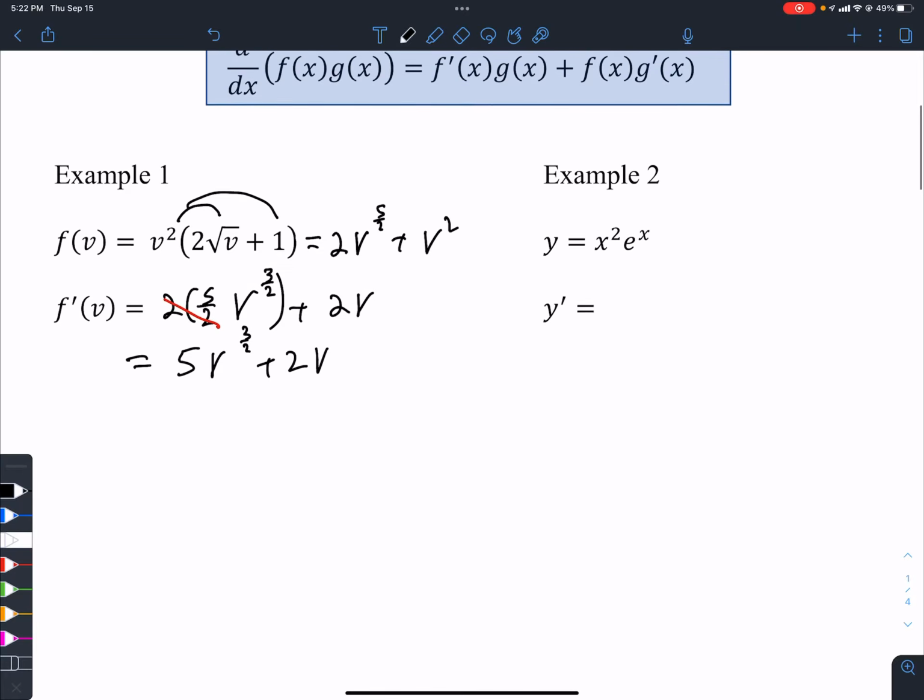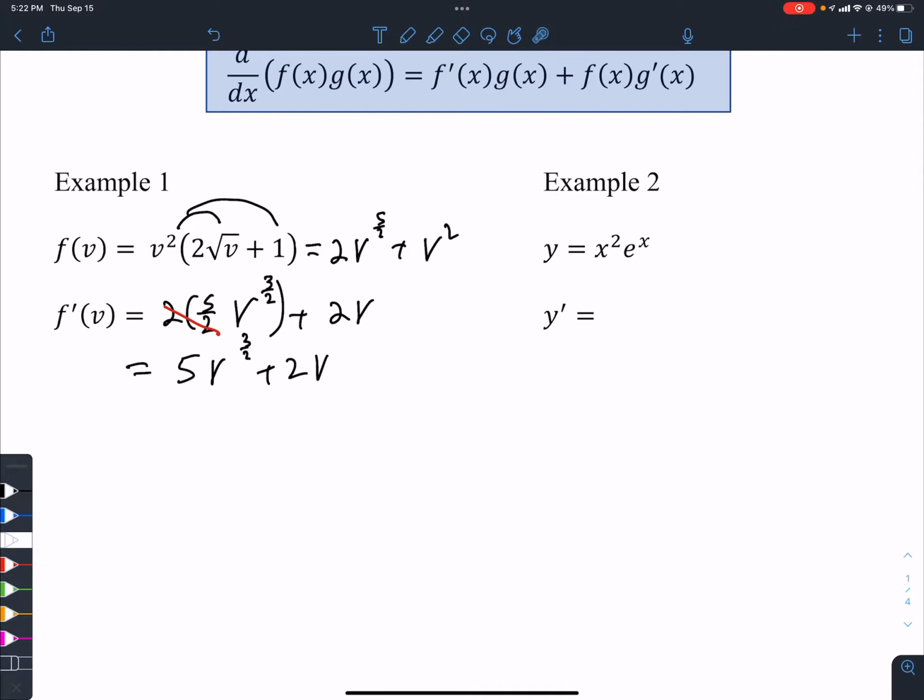The second example, I can't rewrite it. I can't combine these because they have different bases. So my only option is the product rule. So what is the product rule? I leave the first one alone, take the derivative of the second, but what is the derivative of e to the x? I am my own grandpa, so it's just e to the x.